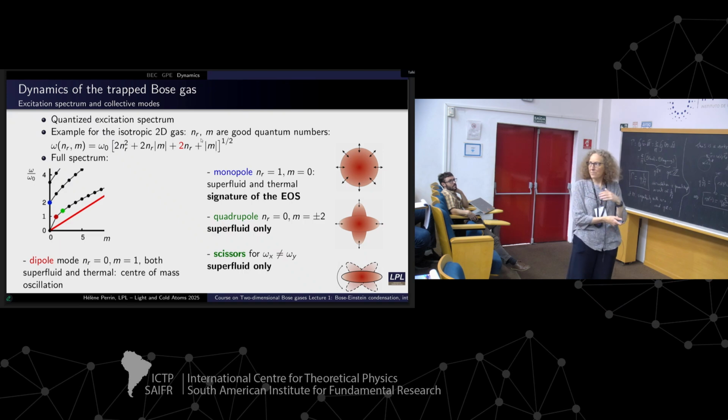And in a 2D gas, this frequency is equal to 2 times the trap frequency, whatever the amplitude, and this is one of the consequences of a nice property of 2D gases.